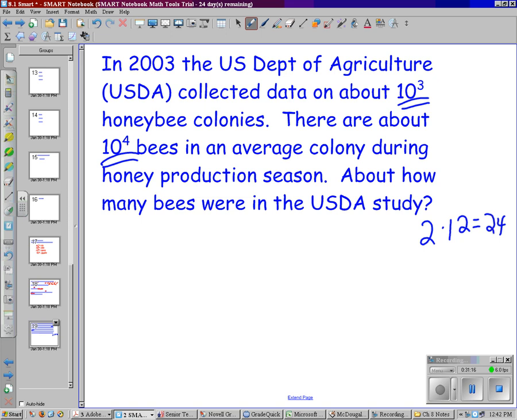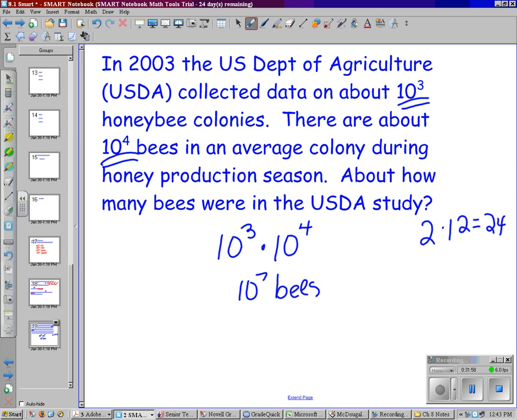Do I have a volunteer to tell me what they would do to come up with this? Nick. Tell me what problem to write down, sweetie. 10 to the third times 10 to the fourth. So what are you going to do to the exponents then, Nick? Add them together, which is 10 to the 7th power. So there are this many bees in the study. How many bees is that in standard notation? 10 million bees. Okay, close.